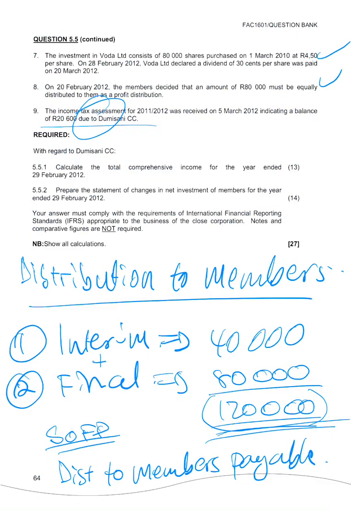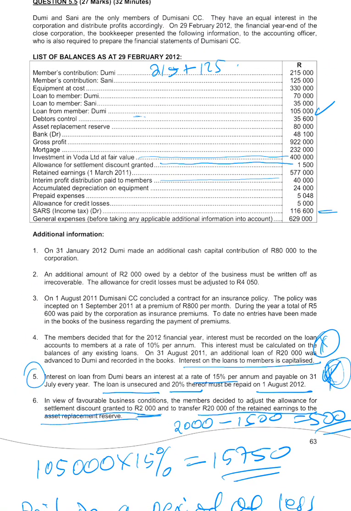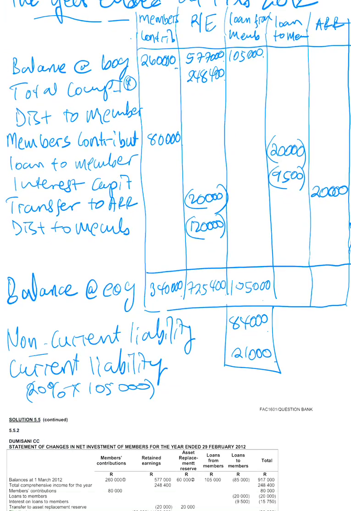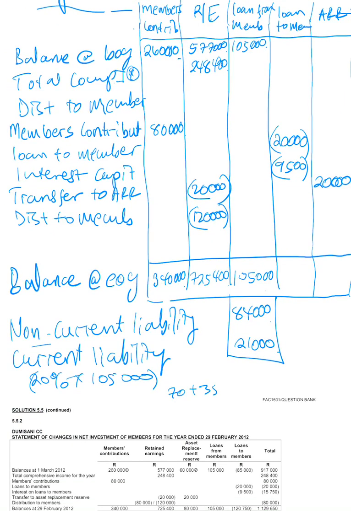Right, let's go to the loan to members. The loan to members, on our trial balance, there is 70,000 and 35,000 at the end of the year. So at the end of the year, it will be 70 plus 35. I'm going to add the 9,500. Why? Because it has been capitalized. So it will be 70 plus 35 plus 9.5. You get 114,500. Please correct what they have there on their solution.